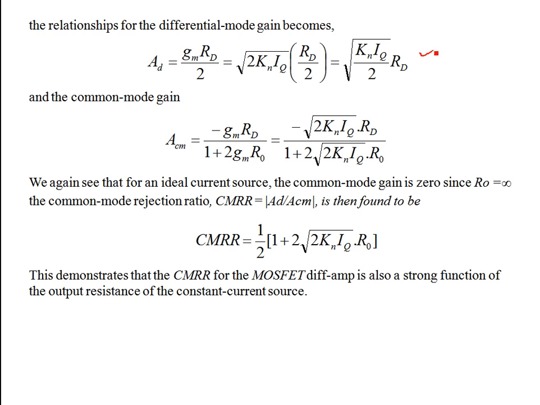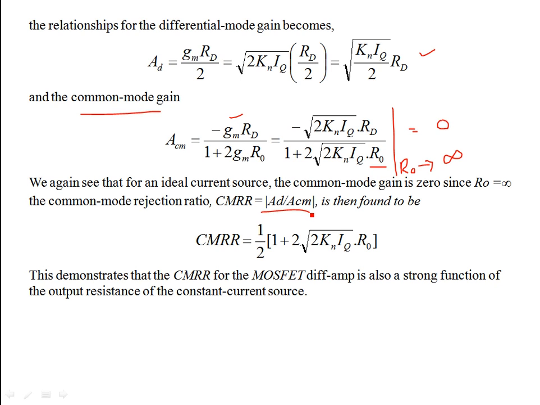So this can be written in terms of the conduction parameters, the quiescent current that is biasing the transistors into saturation, and then there's a drain resistor. Similarly, the common mode gain, if you substitute for gm, is an expression in terms of R0. The very first thing to notice is that if you let R0, the output resistance at the source terminal, be infinitely high, then ACM is 0. This will imply that CMRR, which is AD by ACM, approaches infinity.